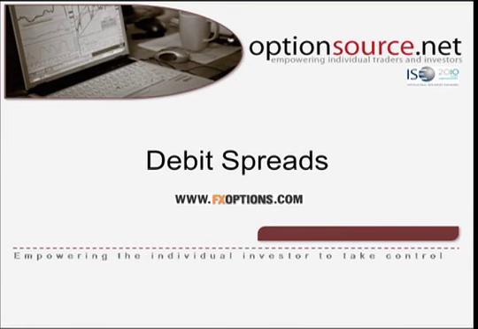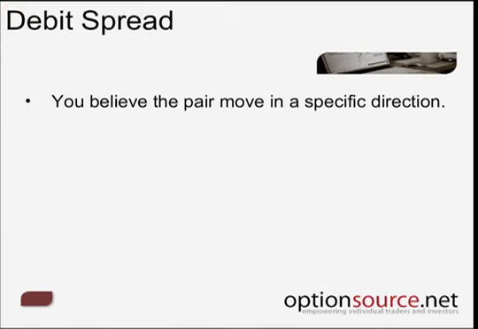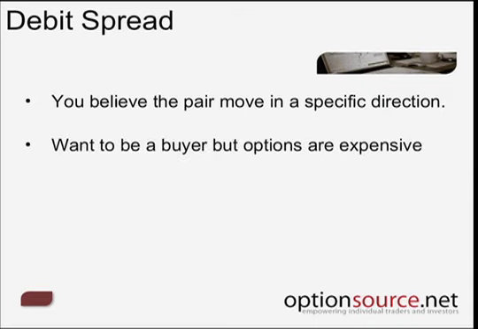Now, one of the greatest and very simple ways to take advantage of that is to utilize what's known as a debit spread. So, for example, when we're considering the implementation of a debit spread, we're going to have the belief that the pair value is going to move in a specific direction. So, in other words, we're going to have a directional bias. Let's say, for example, we think the CDD is going to move higher, but we think that the option contracts are too expensive. So we want to be a buyer, but we're thinking that the option contracts are too expensive.